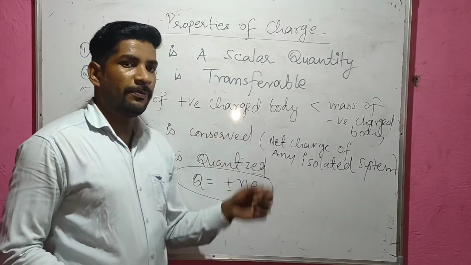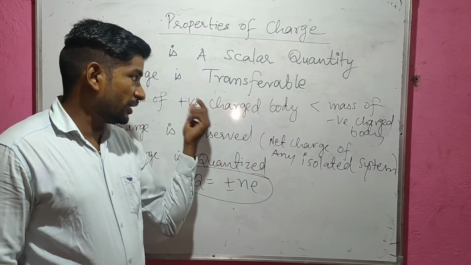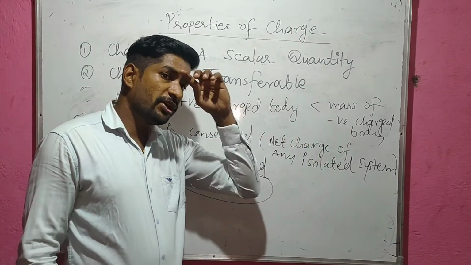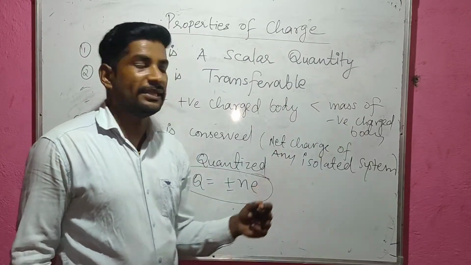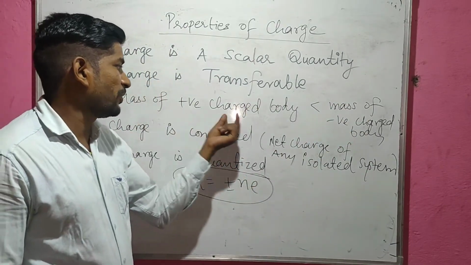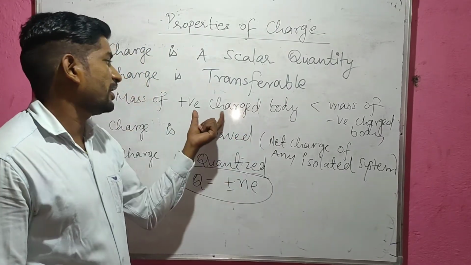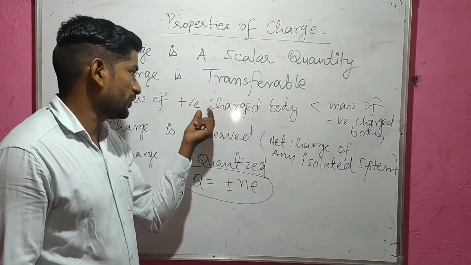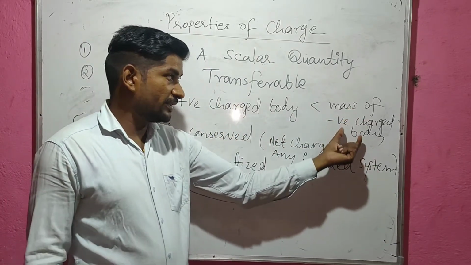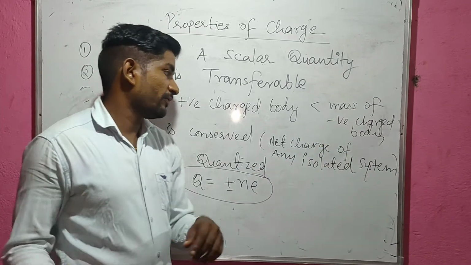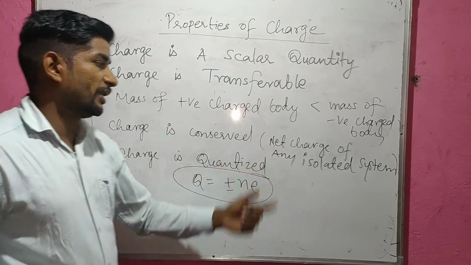The body which donates the charge, its mass reduces, and the body which accepts the charge, its mass will increase. It means that if a body is neutral and it loses electrons, its mass will reduce, and if it receives electrons, its mass will increase. Charge is conserved for an isolated system.